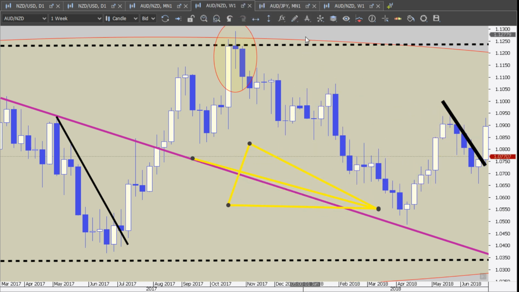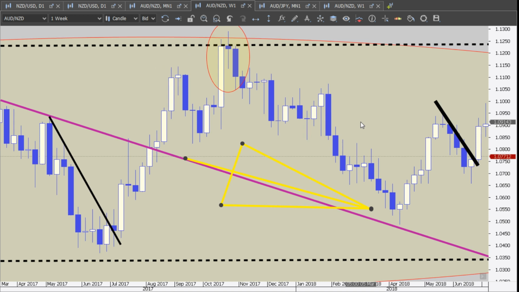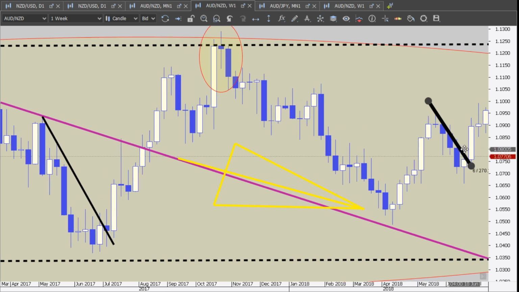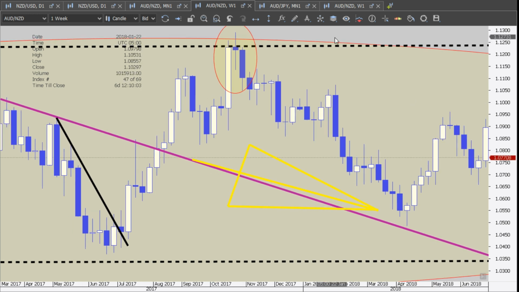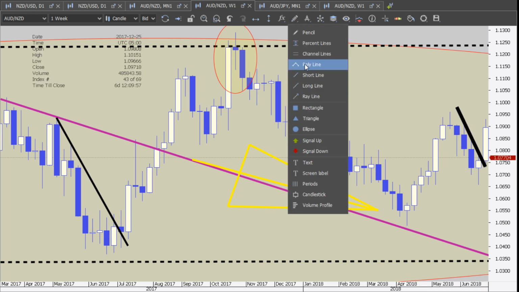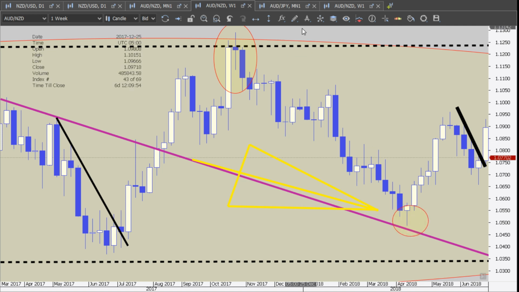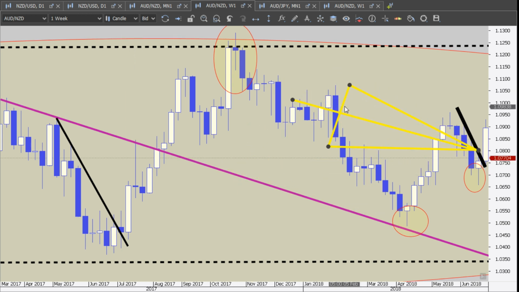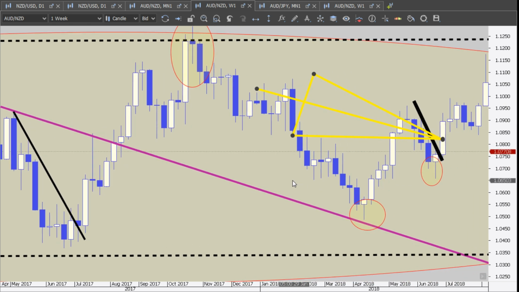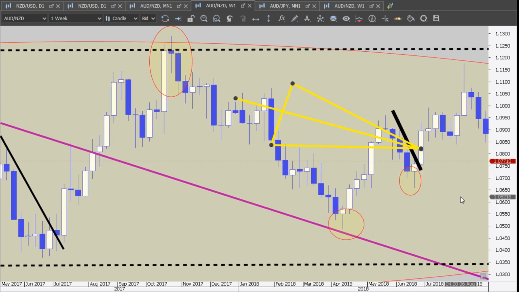Higher high. One more, and let me see. Two to the left, two to the right. But okay, let's stay here. This was a tricky one, right? Because we have a higher low in here, right? Guess how many traders would enter buying this market, right? Yes, no, no, yes. Let's see what's going to happen. Up, right, and down finally.